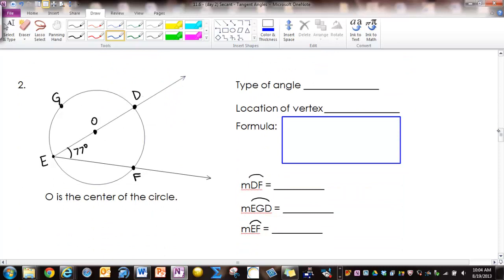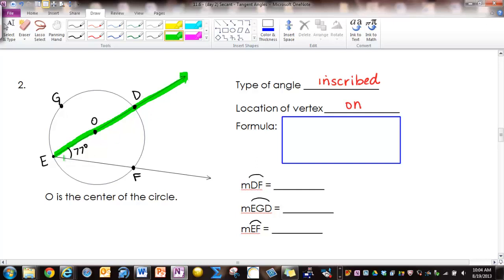Moving on to question 2. Now question 2 is not going to be a central angle because its vertex is not at the center of the circle. Question 2 is called an inscribed angle, and that's because the vertex is located on the circle.